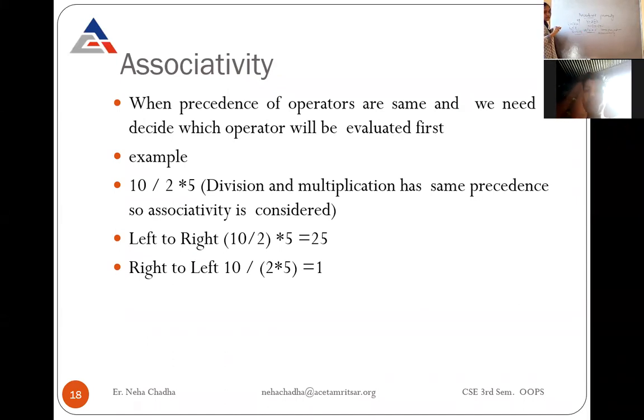If I say the associativity is from right to left, then if this condition is there with the same problem, this is the problem that I solved with left to right. If the associativity is given from right to left, then how will I solve it? 10 divide 2 multiply 5. That means 10 divide 10 will be there. This is the associativity and precedence.